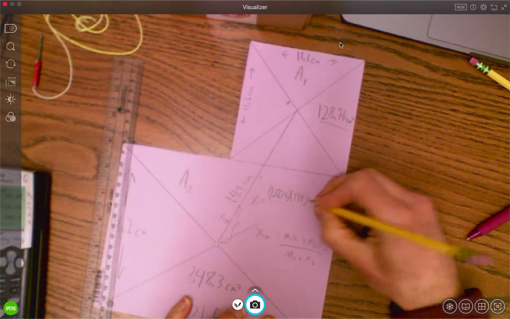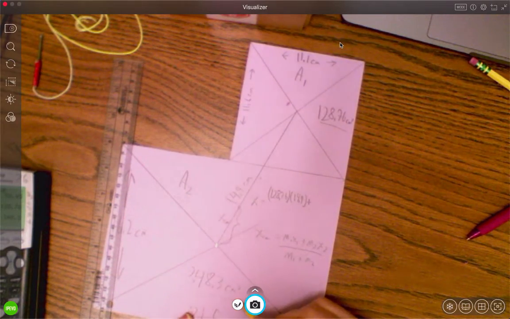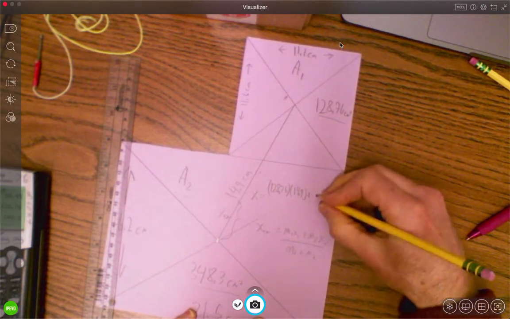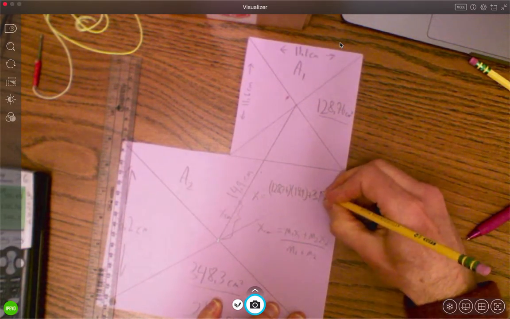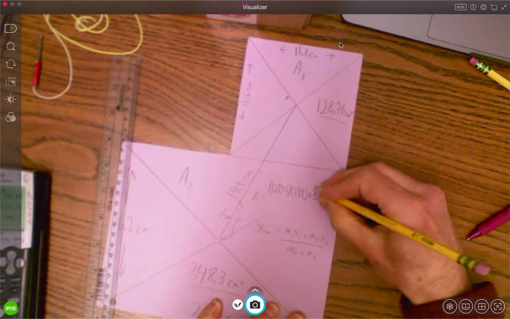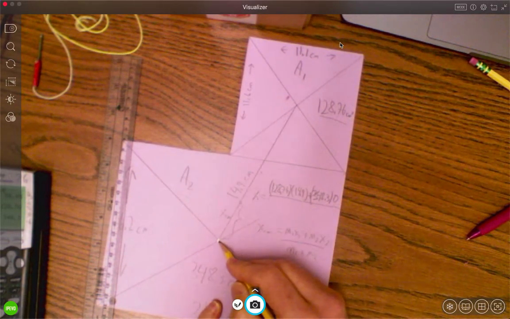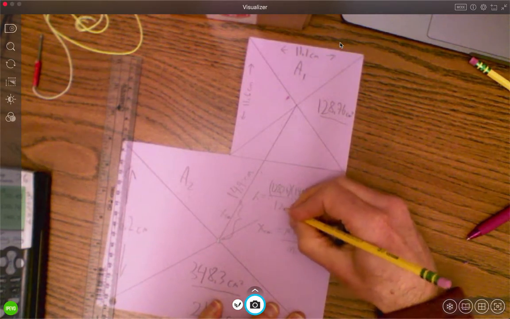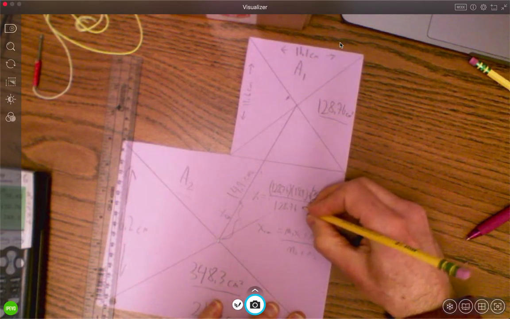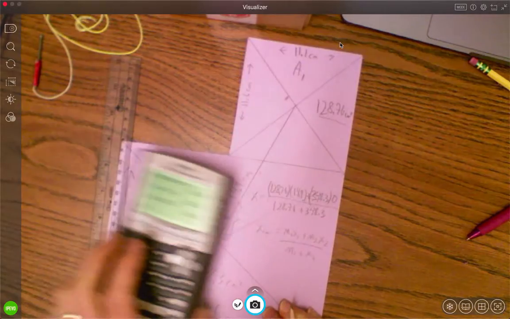right? And then this is area 2, right? But area 2 is 0 distance from that, right? So it's going to be 348.3 times 0, right? It's 0 distance from its own center because we're figuring out how far from the center of A2, right? Okay, and then in the denominator I've got 128.76 plus 348.3. Let's see if we can math that.